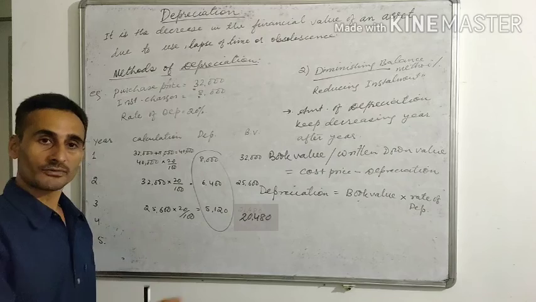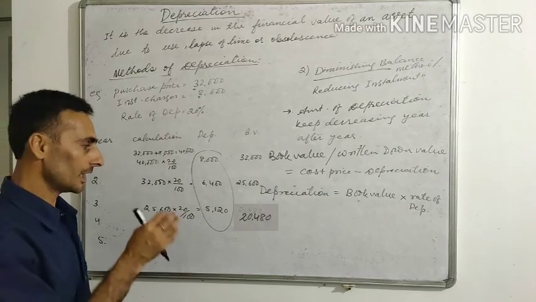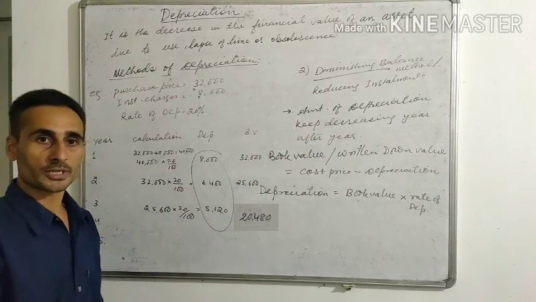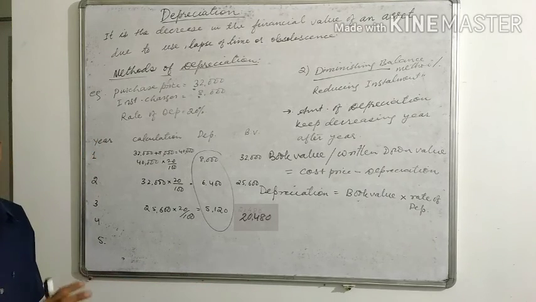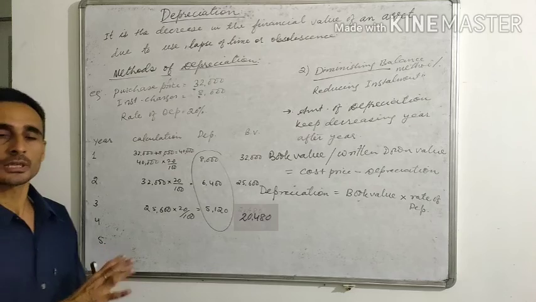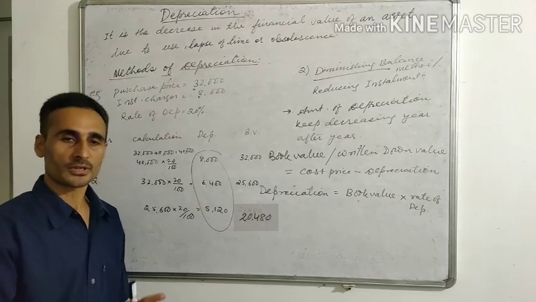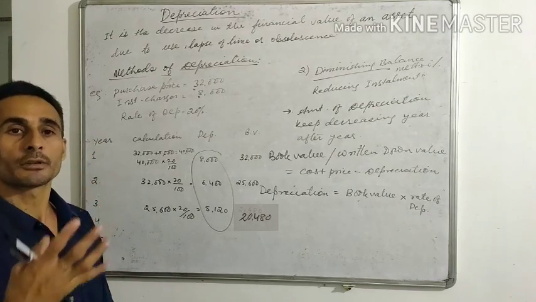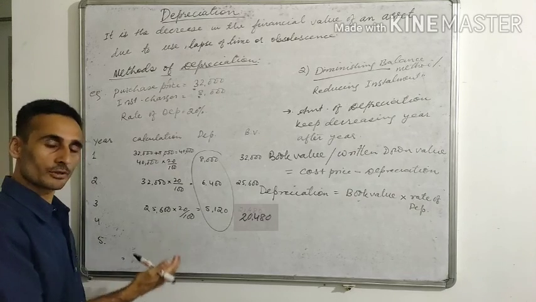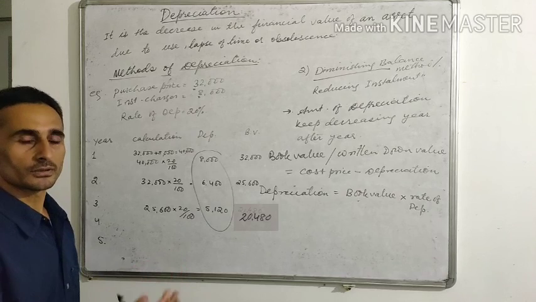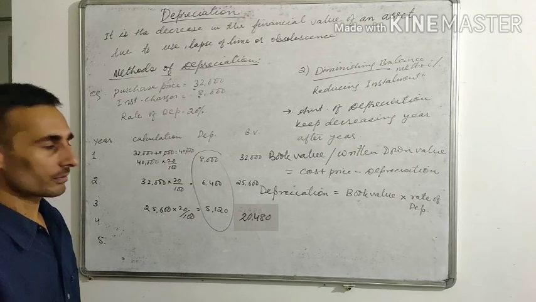So this depreciation will keep on decreasing till we reach the scrap value. After reaching the scrap value, if the asset is still used in the business, then the depreciation of this asset will be nil, will be 0. That means we will not calculate depreciation on that asset because we have already reached the scrap value, right? So the asset will remain in the business at the scrap value, right?